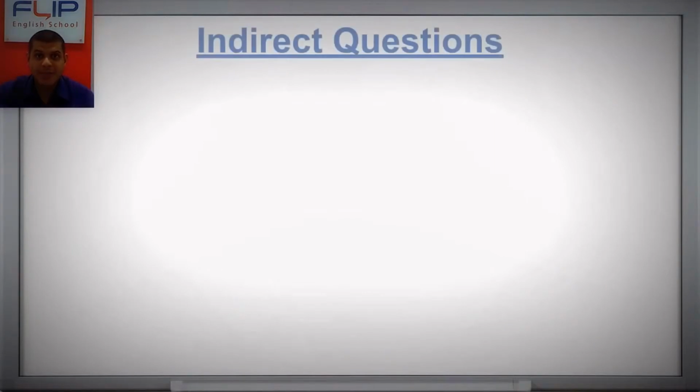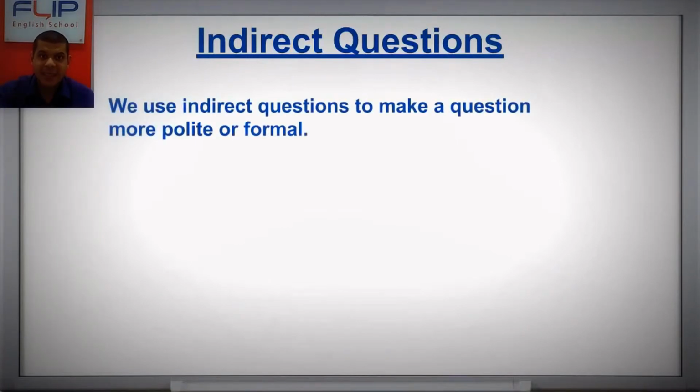Alright, my friends, so as I said, today we're gonna talk a little bit about indirect questions, okay? Alright, so first, let's see what situations we're going to use them in. We're going to use indirect questions to make a question more polite or formal. We're going to change a simple question into a more polite or formal question, right? So it's, as I said, pretty simple. Let's start with some examples.